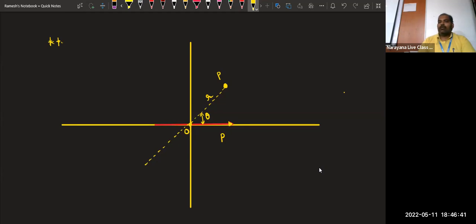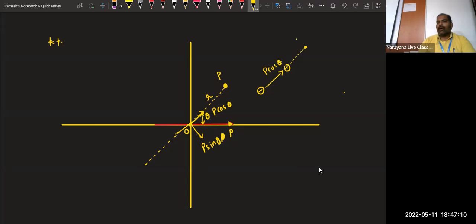This dipole moment I can divide into how many dipole moments? One is P cosine theta. Yes or no? The other one is P sin theta. I am splitting this dipole moment into 2 dipoles: one is P cosine theta and the other is P sin theta. This is P cosine theta, so this is the negative charge and this is the positive charge.